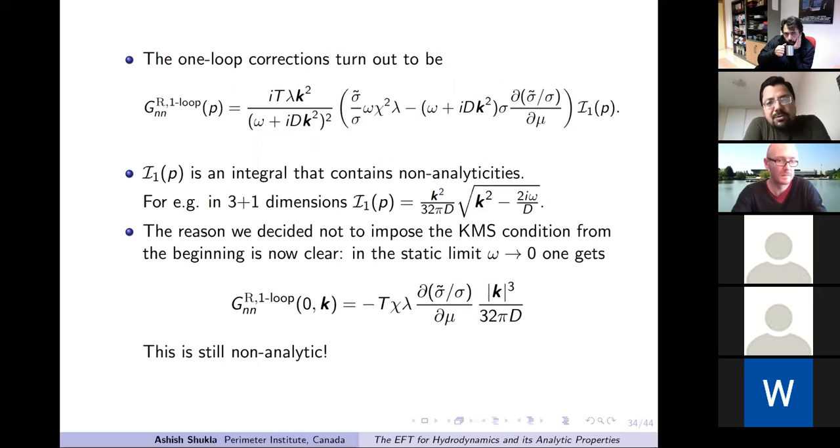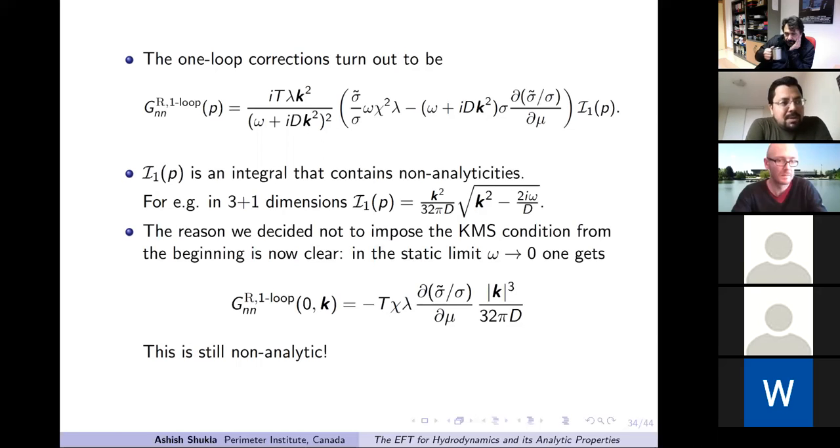Okay, so if I do this loop computation, I end up getting a result for the 1 loop corrections to the retarded 2-point function in diffusion. And this is how the results look. Okay, it has a pretty complicated form. The exact form is not important. What is important is to note that this function I1 of p that sits over here has a root of vector k squared in it. So it's very non-analytic in nature.